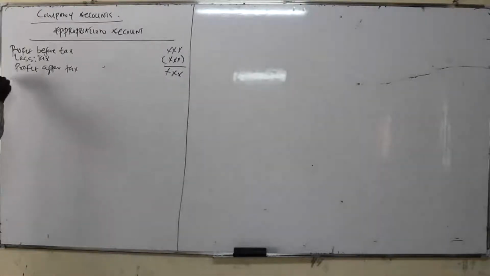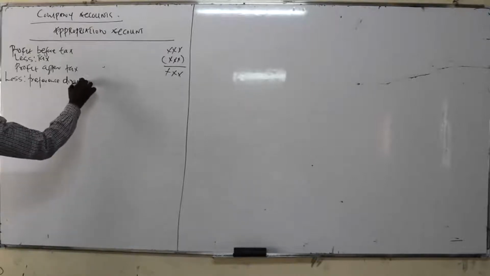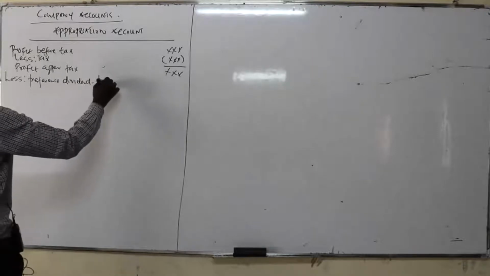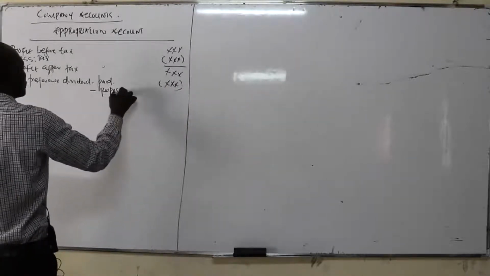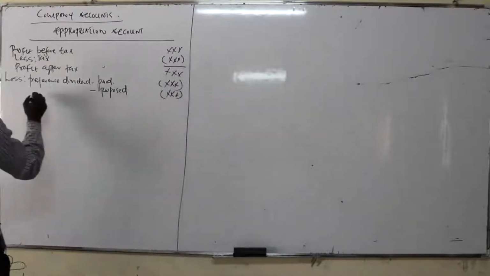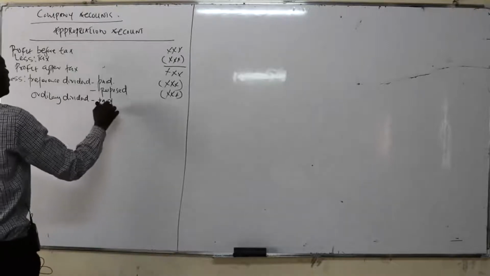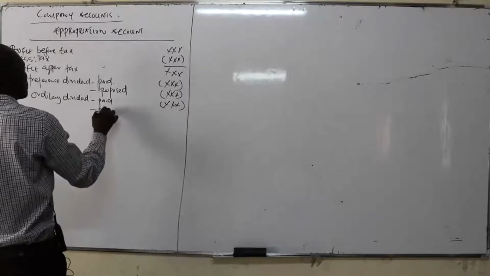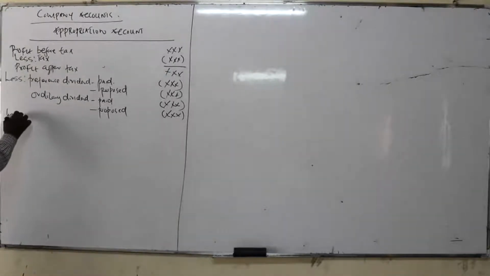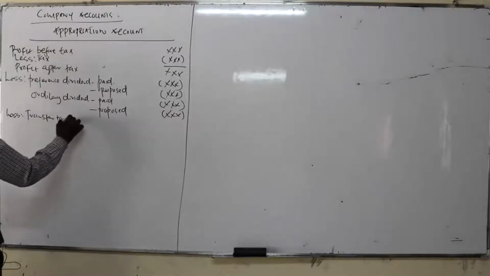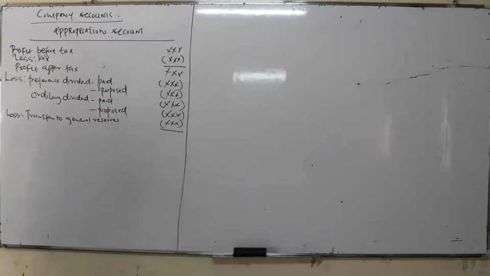Then now you less dividend, you less preference dividend. So there's a paid dividend, you less, and then there's a proposed dividend, you less that one. There is also ordinary dividend. Ordinary dividend, there is a paid, you less that one. And then we have the proposed. And then you also less transfer to general reserves. The figure that you get is called retained profit for the period.